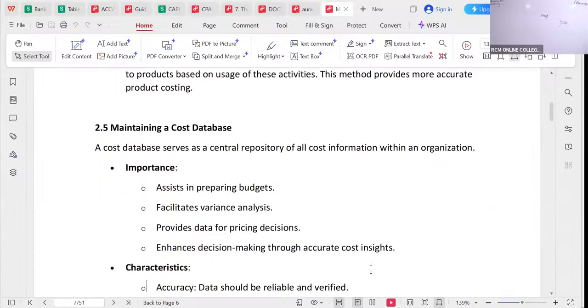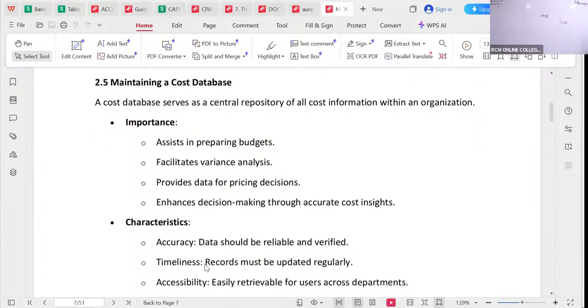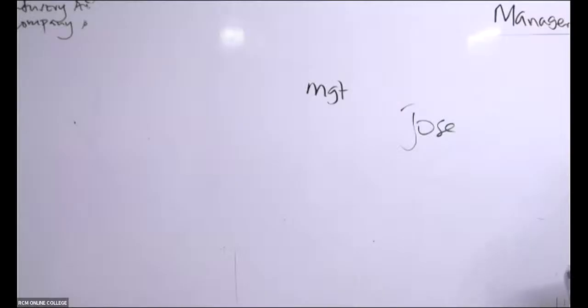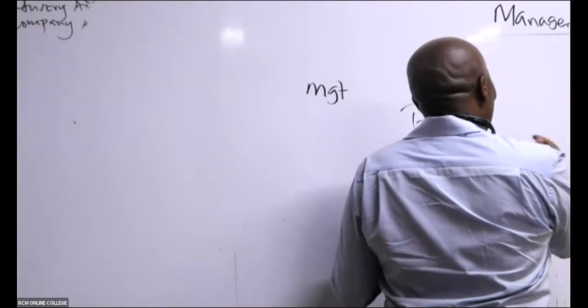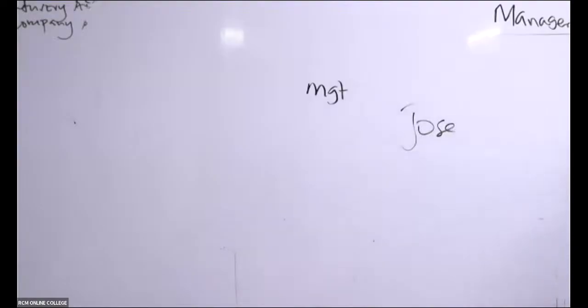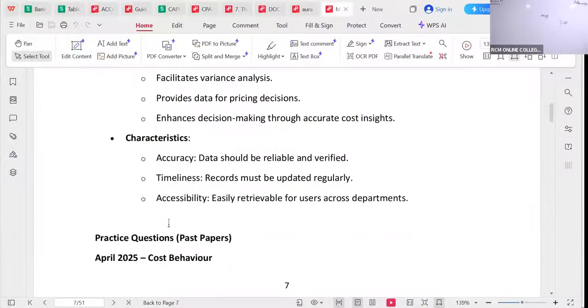The importance: it assists in preparing budgets because you have all the costs, facilitates variance analysis, provides data for pricing decisions, and enhances decision making through accurate cost insights. Characteristics of a good cost database: it shall be accurate. It shall give us information on time, so that when you query it using MySQL, it returns results on a timely basis. Otherwise, it will not be friendly to us in terms of making decisions. It should also be accessible, easily retrievable for users across departments.